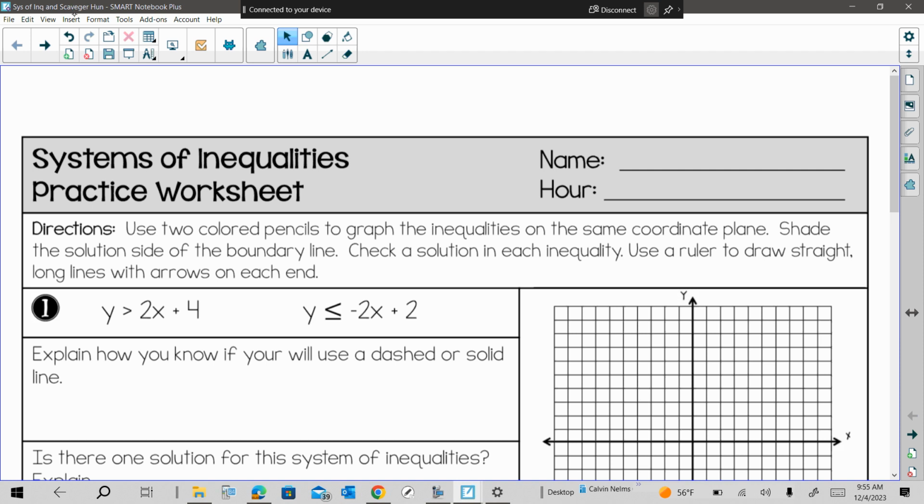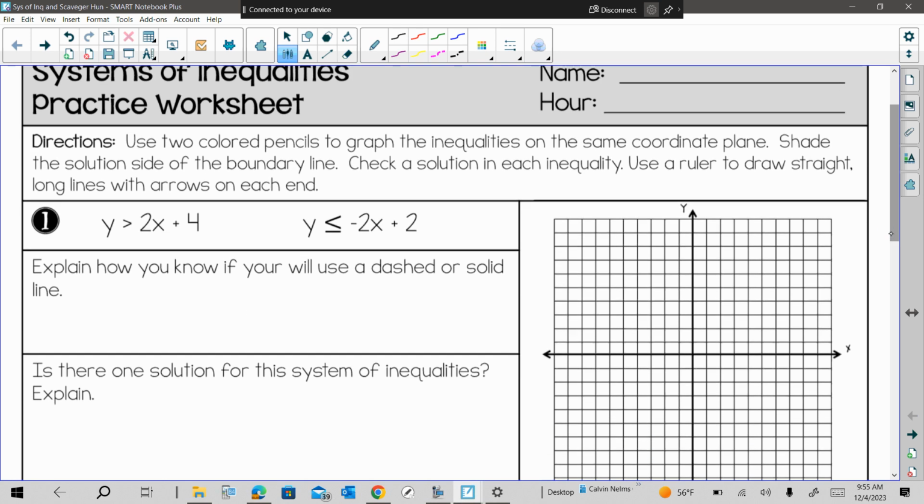Lines were given to you, but we started off with the lines already drawn. You just have to figure out where the shading is going to be. Now you're going to have to draw the boundary line. If you want to use two different color pencils you can. I'm going to shade with two different color highlighters. Then we're going to check the solution in each inequality. We're going to use a ruler to draw the straight line.